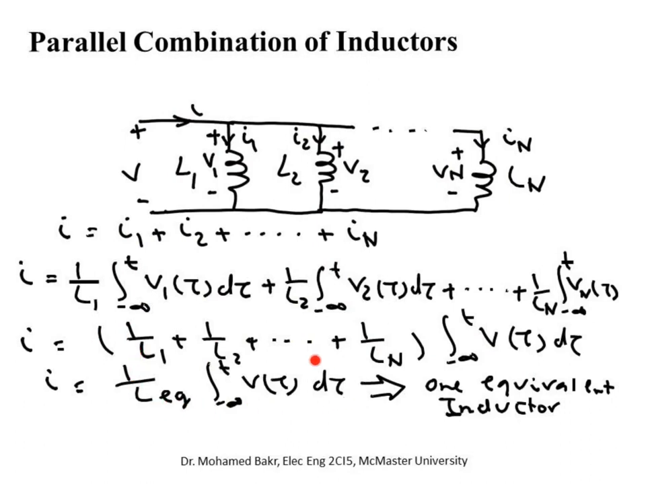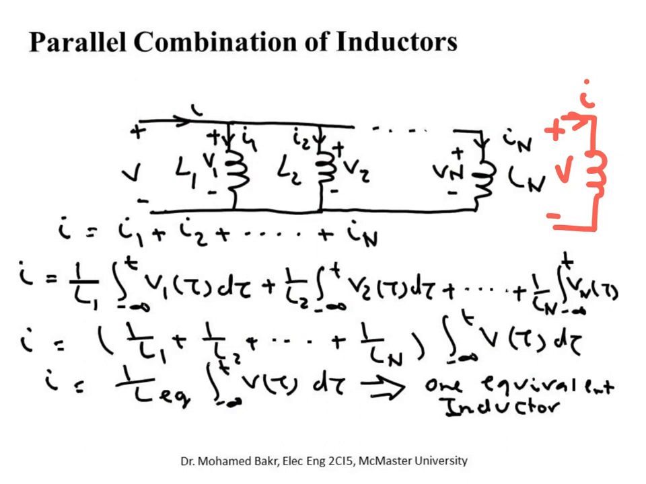This number is 1 over L equivalent. This relationship is the relationship of a single inductor. So this combination that I have here, I can simply replace by just one inductor. It has a current I flowing in, and a voltage V across it, the same voltage V, the same current I. And the value of this L equivalent is given by 1 over L equivalent equal to 1 over L1 plus 1 over L2 up to 1 over Ln, as you see here.